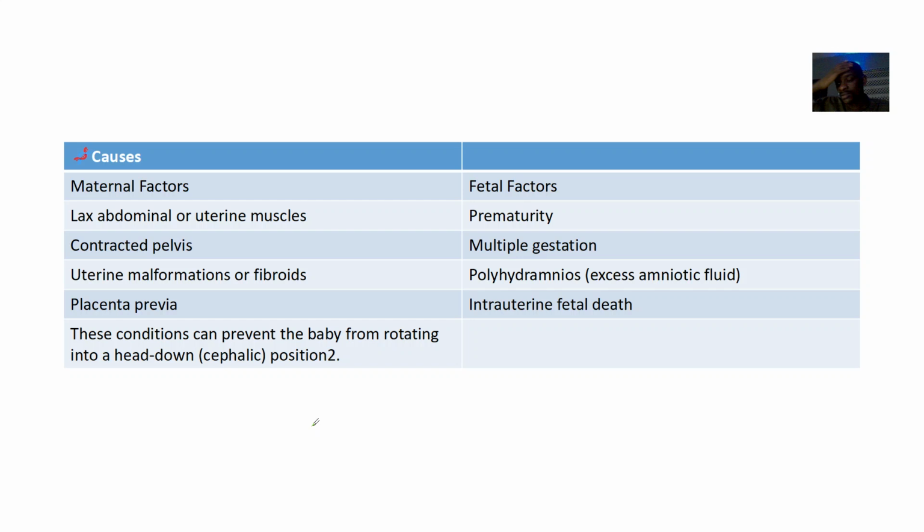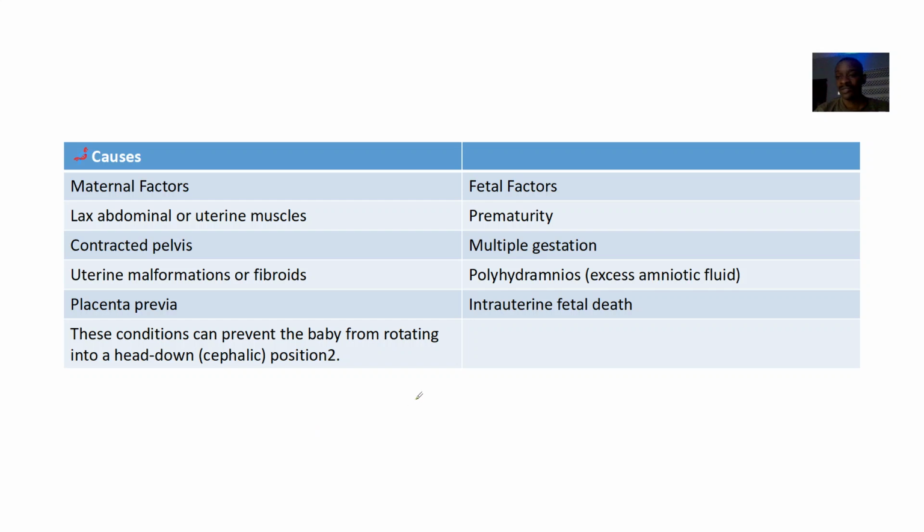Causes: problems from the mother can be causing these issues, and problems from the baby can be causing these issues. From the mother, maybe she has lax abdominal muscles or lax uterine muscles. That means they are just too soft, you know. Contracted pelvis, uterine malformations, placenta previa.